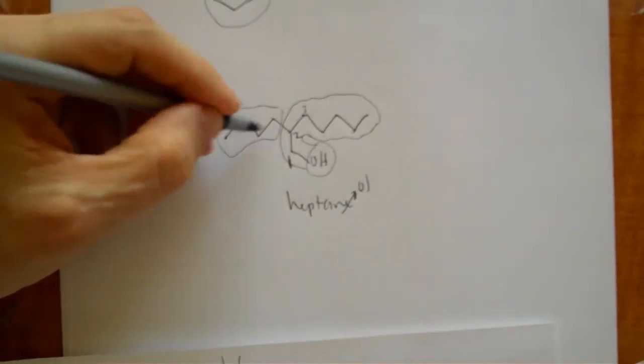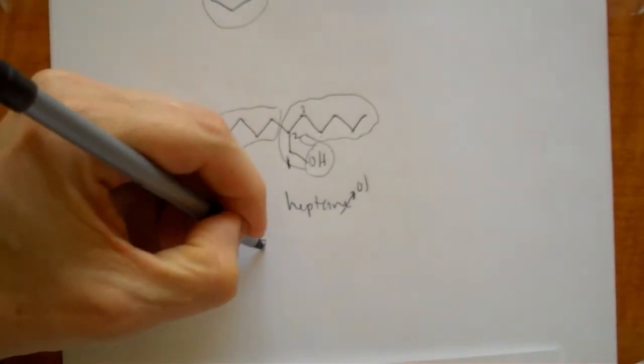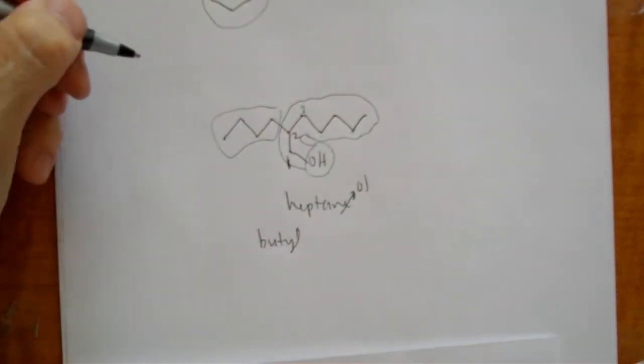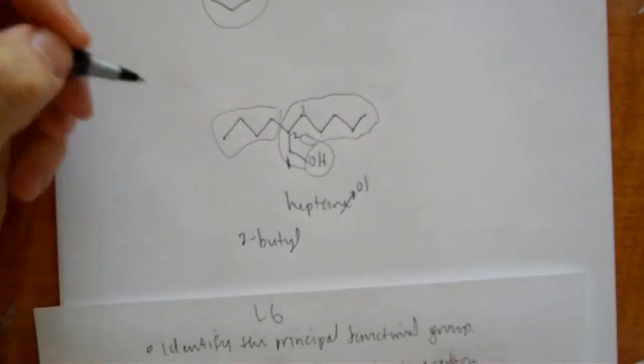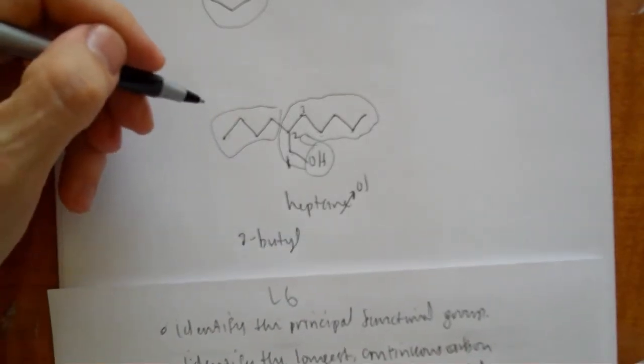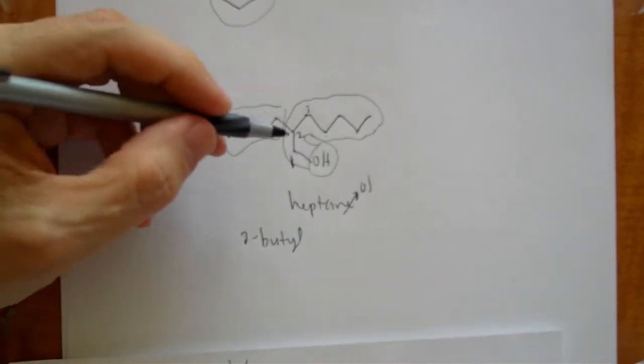Oh, I forgot to say what it was. Right? We found one. We didn't say what it was. Butyl. And it's on the 2 carbon, so it's 2-butyl heptanol. So we cut that out.